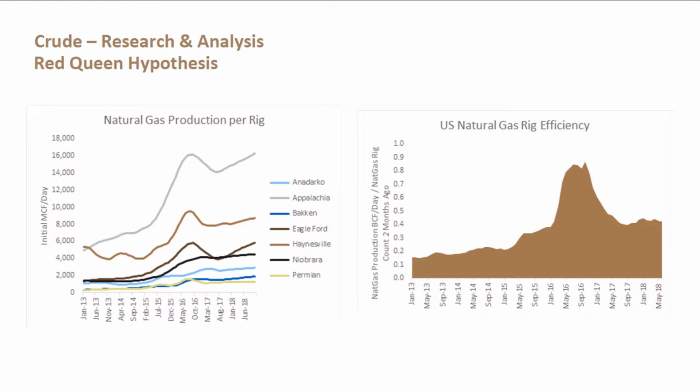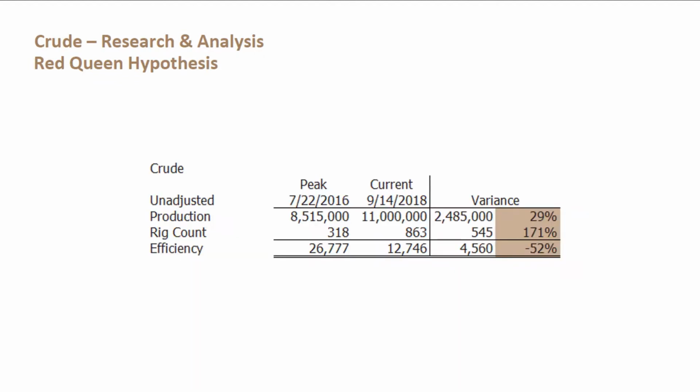Now let's take a look at the value chain on the crude side of the equation. What we've done here is when we were peaking in July 2016, U.S. crude production was about 8.5 million barrels a day. Today, it's 11 million barrels a day, so our production's gone up about 2.5 million barrels a day. On the rig count, 2 years ago, rig count was 318. Today, it's 863, so you've had a jump of 545 rigs.